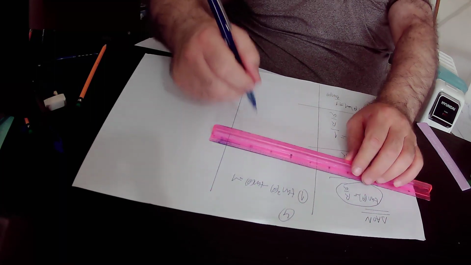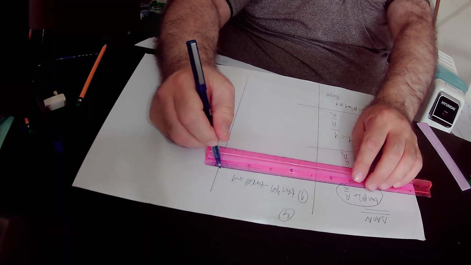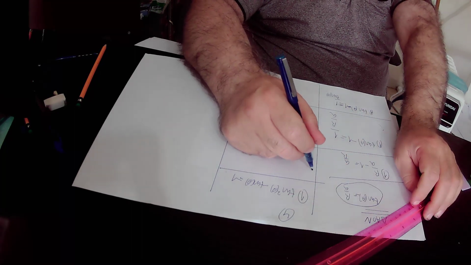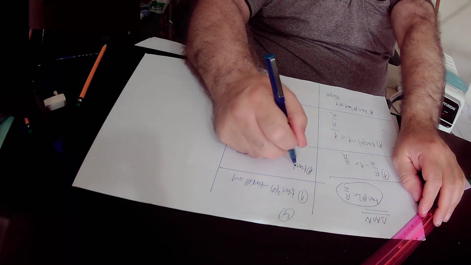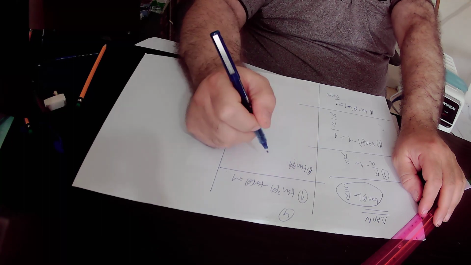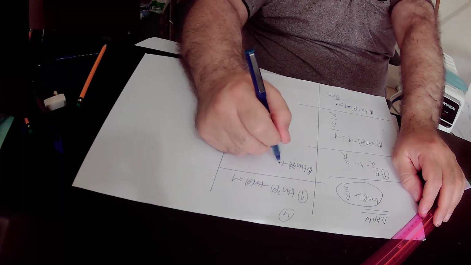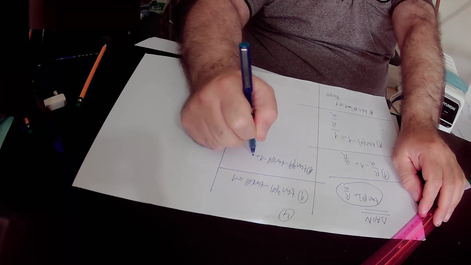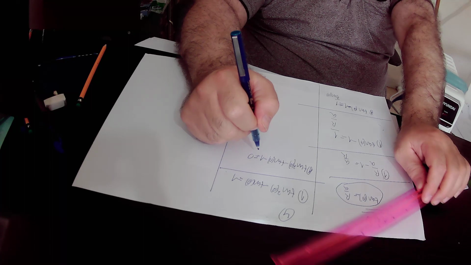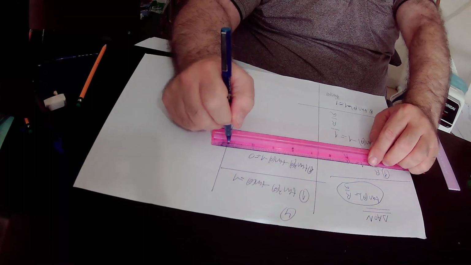Here we subtract 1 from equation number 1, and we get that according to equation number 1, tangent square theta minus tangent theta minus 1 equals 0. So here we have a quadratic equation.